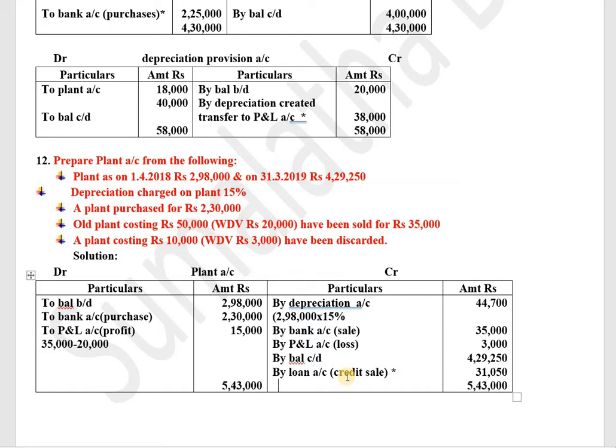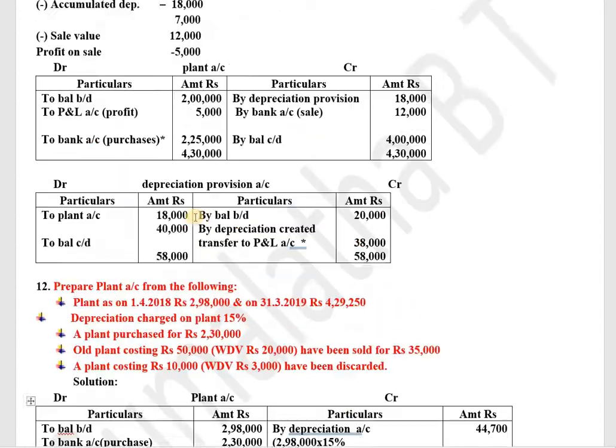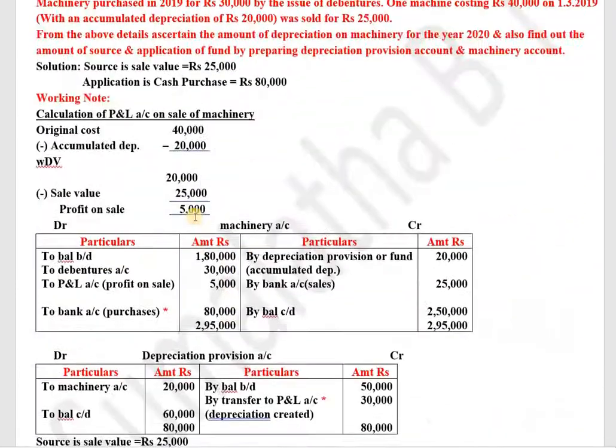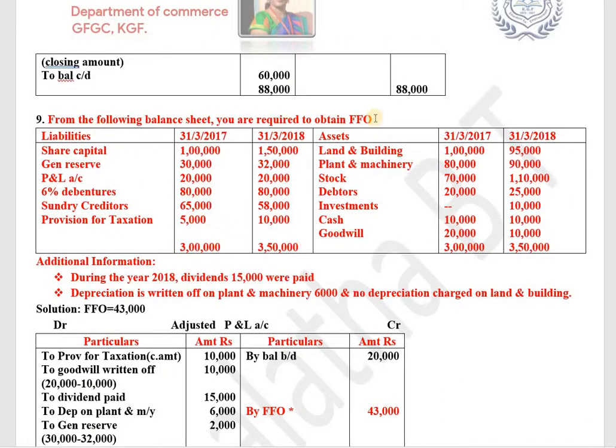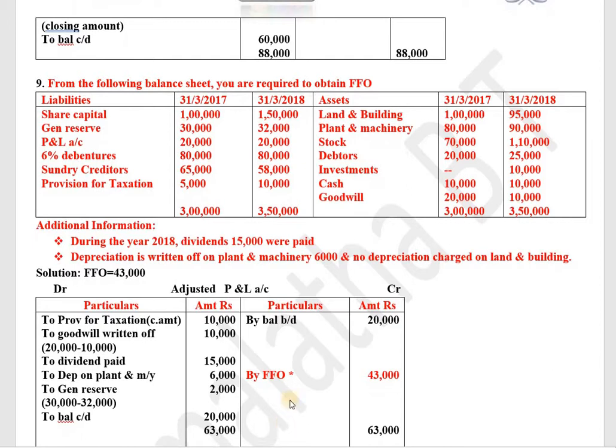So fund flow statement, as I told you previously, when they give you the balance sheet, I'll just see like this. If they have given the balance sheet, we have to first prepare the schedule of changes in working capital by taking current assets and current liabilities. Then if they have given any adjustments, prepare the plant account, then prepare the adjusted P&L account and find out funds from operation. And then at last the funds flow statement.